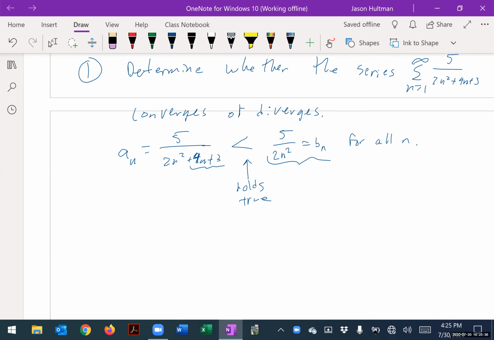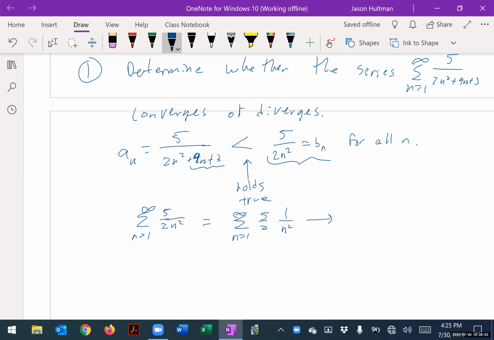Let's look at b sub n here. The summation of n equals 1 to infinity of 5 halves n squared over n squared. That's going to be equal to the summation of n equals 1 to infinity of 5 halves times 1 over n squared. Now, does this thing converge or diverge?